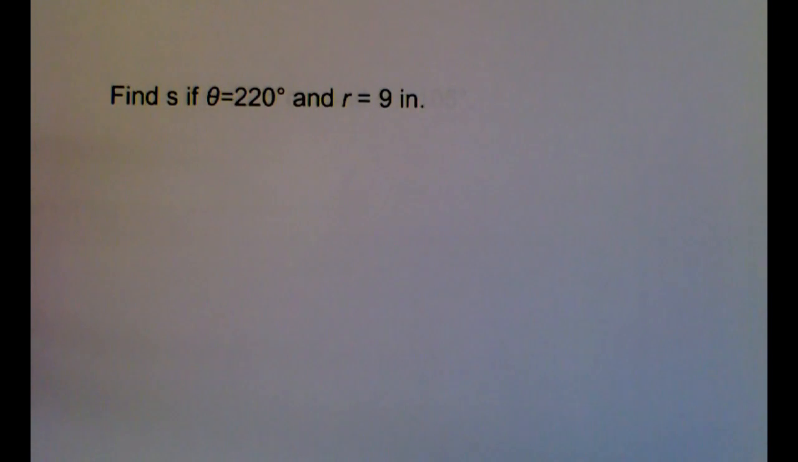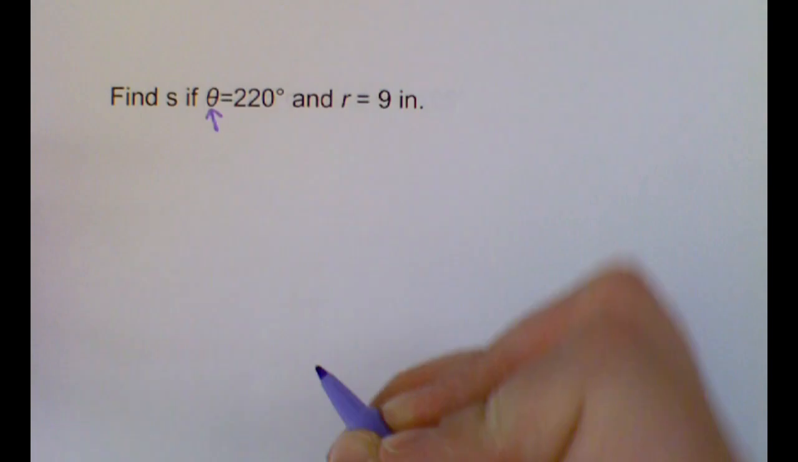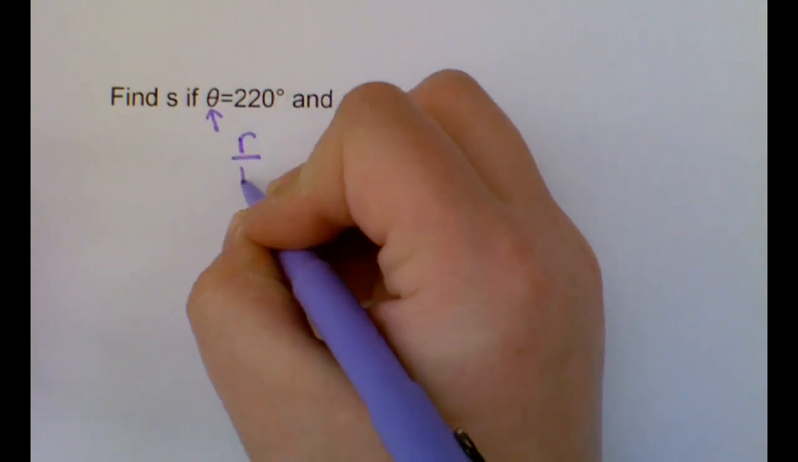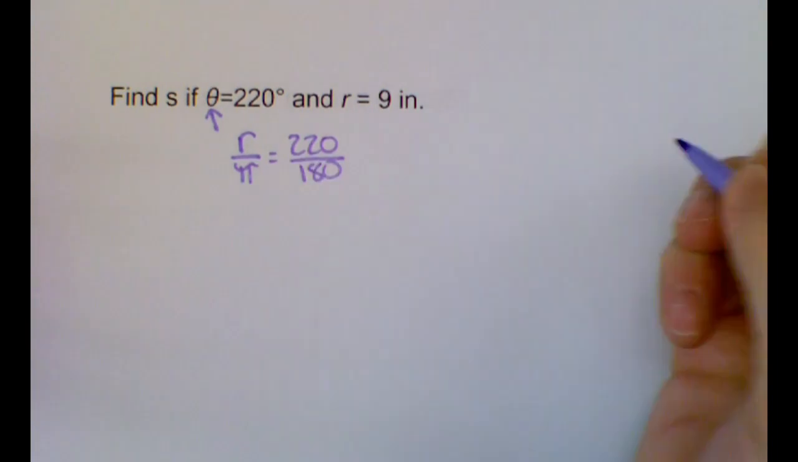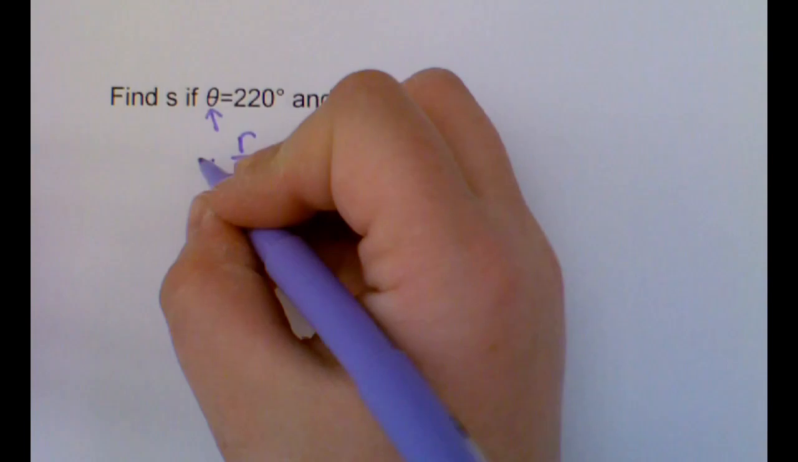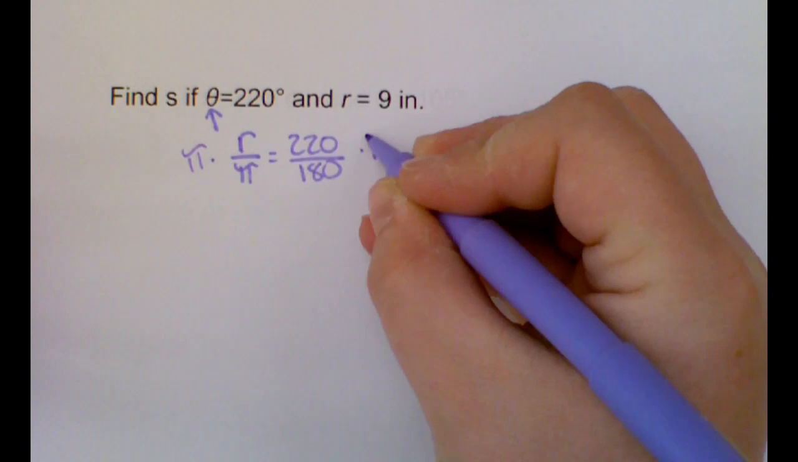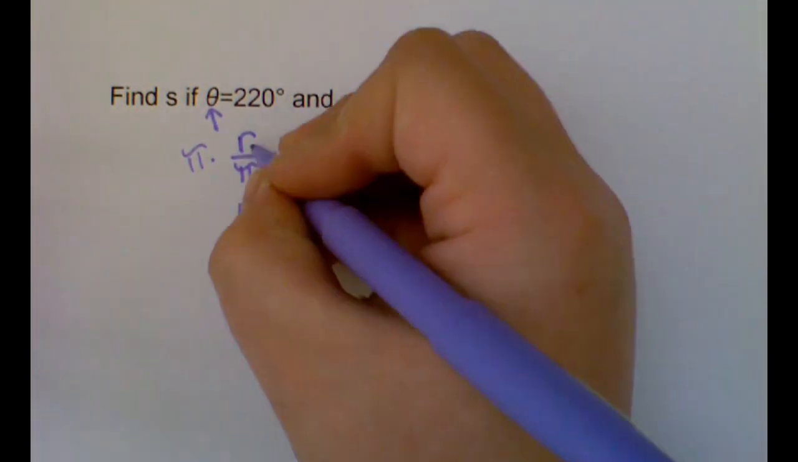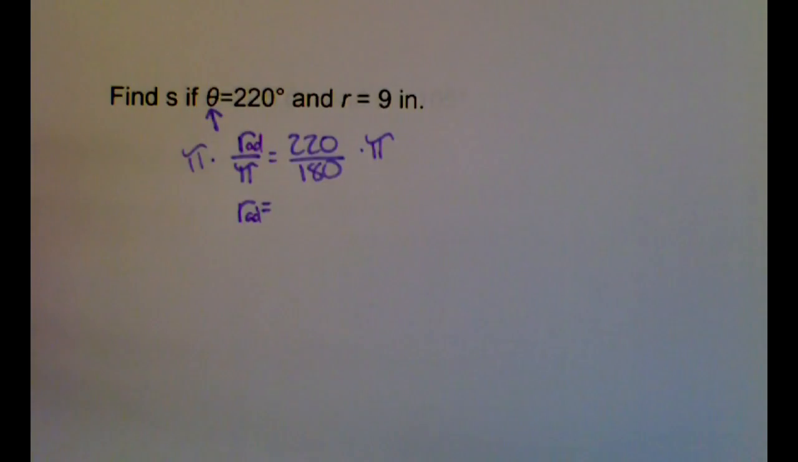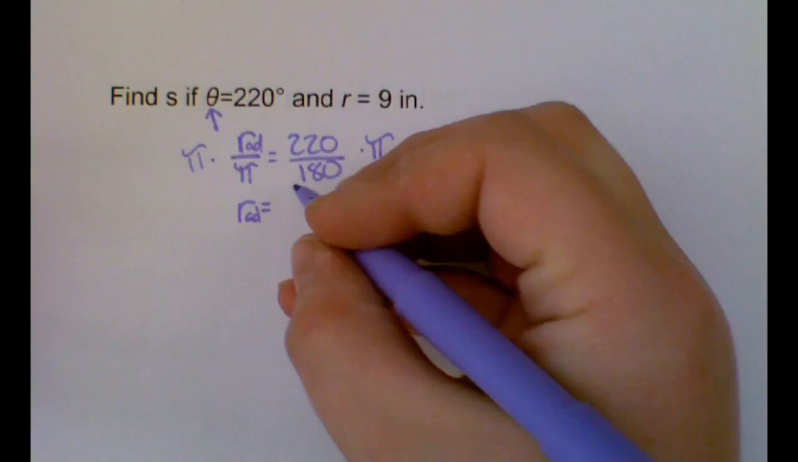Find s if theta equals 220 degrees and r equals 9. Here's an issue. We can't do 9 times 220. Theta has to be in radians. So radians over pi equals 220 over 180. Multiply by pi. And simplify. Oh, let's call that radians so that I don't get confused with my other r. 220 over 180 becomes 11 pi over 4.